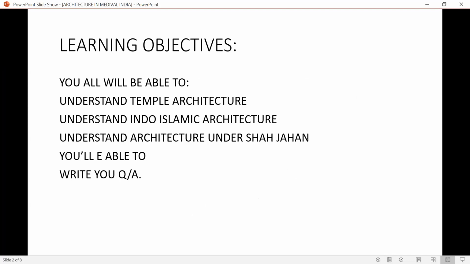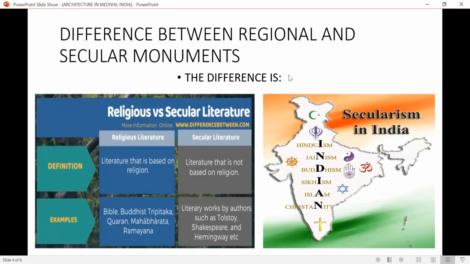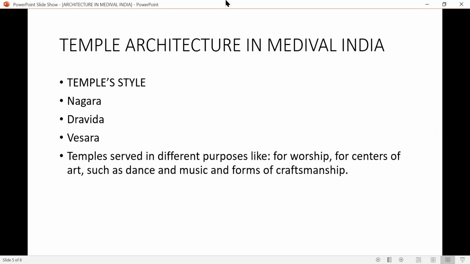So today's learning objective is to understand the temple architecture. And then we have the introduction. We had the introduction in the previous class, and we also discussed the regional and secular monuments. Now we are coming to the temple architecture in medieval India. So first, let's understand what this term means.